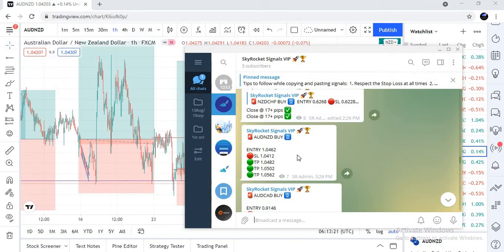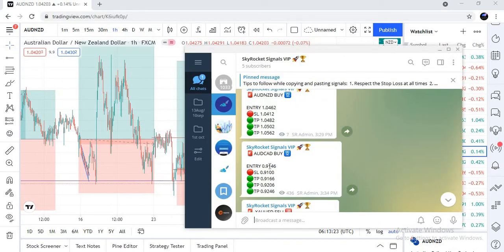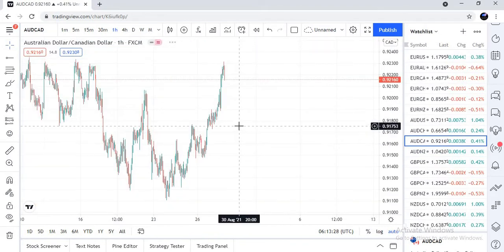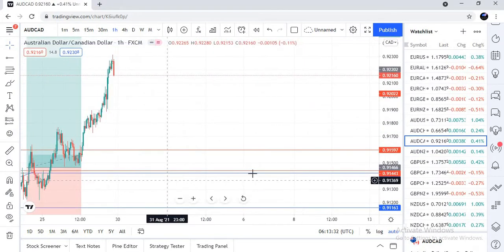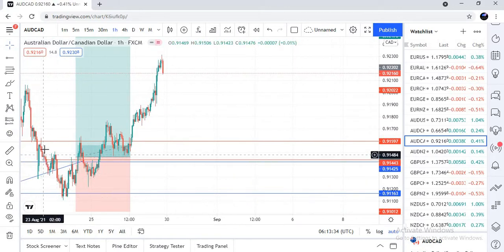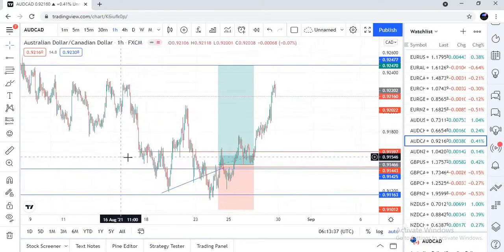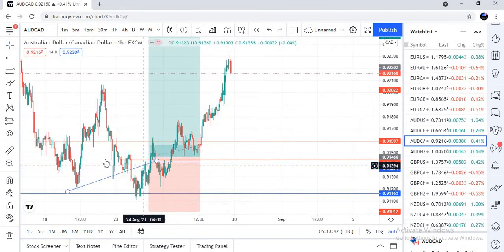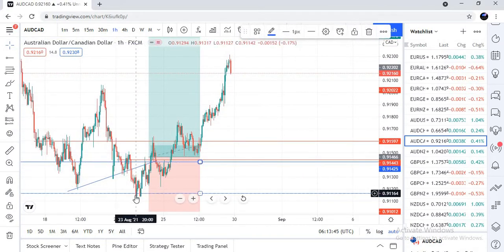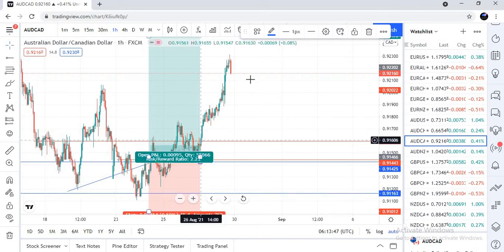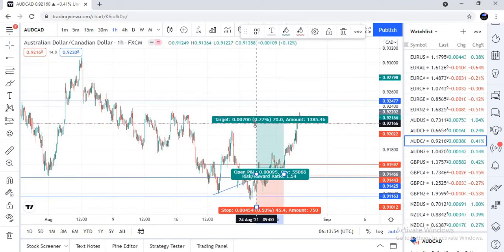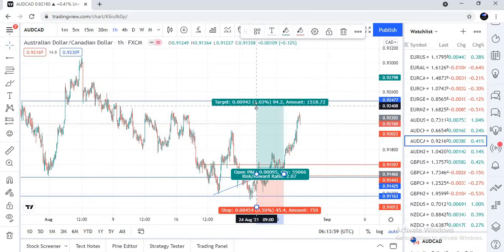So the next pair that we dropped a signal on was the AUD CAD pair, the Australian dollar to the Canadian dollars. We placed the trade on the 23rd of August, that's around this region right here, with regards to this support here. But what happened was that it broke this support and went to this support and then bounced on this support, and it went about 80 pips thereabout, and now it is currently at about 69 pips. But the target was 100 pips.